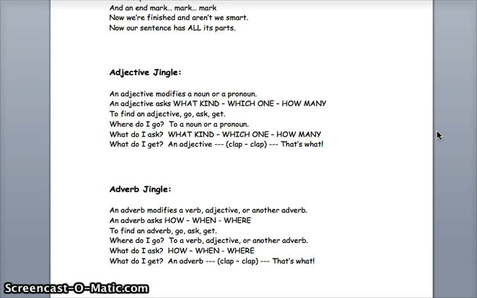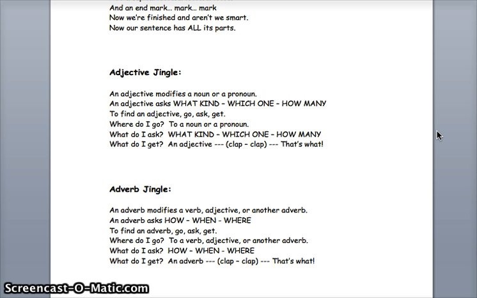Now, if we were learning this in class, most students gravitate towards the clap, but I'll go ahead and do it for you. Don't expect you to do that in class since we're doing this via video. But what are the key components of this jingle that you absolutely need to know? You need to know that adjectives modify nouns or pronouns, period. And you need to know that the three adjective questions are what kind, which one, how many.